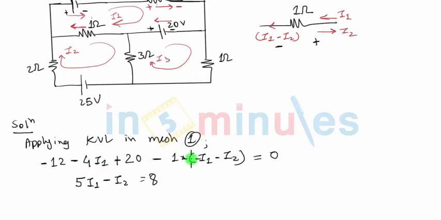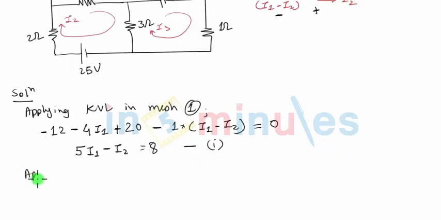I repeat, minus 4 minus 1 is minus 5. I'll send it on the other side. It will become plus 5I1. Minus plus I2, send it on the other side, becomes minus I2. Minus 12 plus 20, I keep on the same side, which is 8. So this is my first equation. I call it equation number 1.